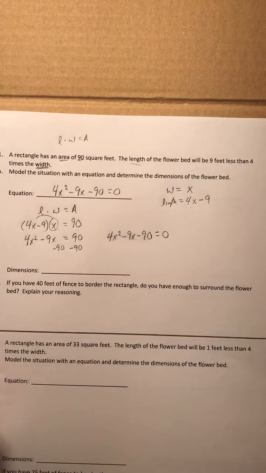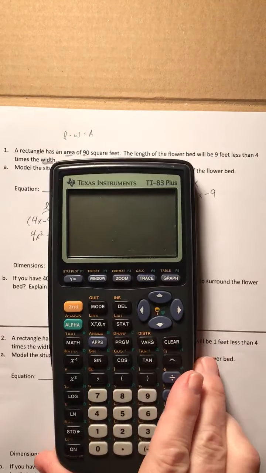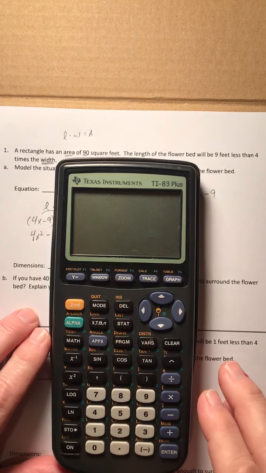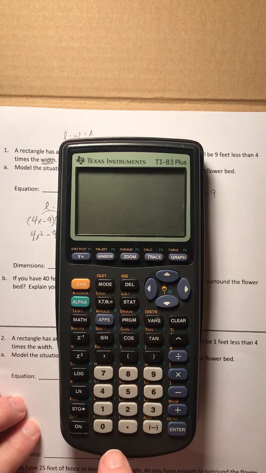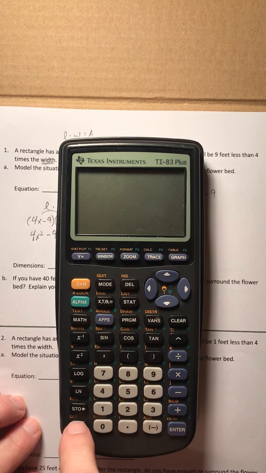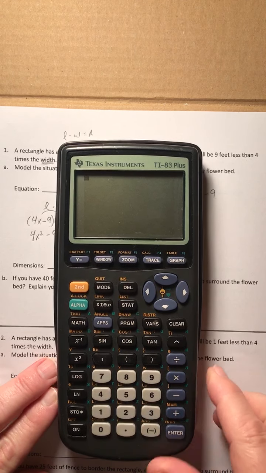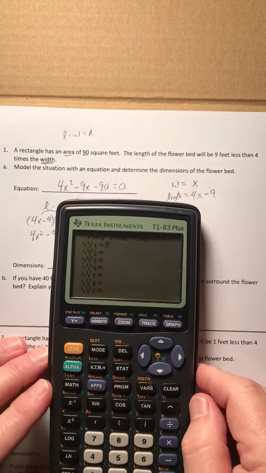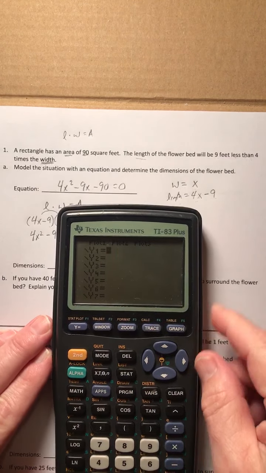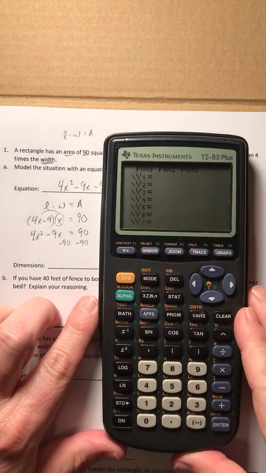Now we're going to use that equation to find our length and our width. What we're going to do is use the graphing calculator. I'm going to show you how to use the graphing calculator, and a graphing calculator will be available to take the test. So I'm going to turn it on. That's that bottom button. Now I'm going to go to y equals, and it says y sub 1 up top, and I'm going to enter that equation.